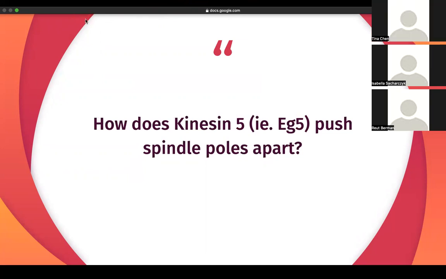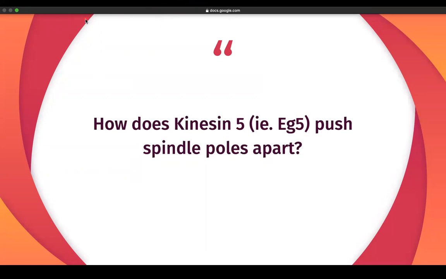So yeah, they bind the microtubules. No, that was great. Don't be embarrassed. That was amazing. I needed that. So it binds two separate microtubules, walking to the plus end for both, which is opposing directions. And it pushes the spindle poles apart.